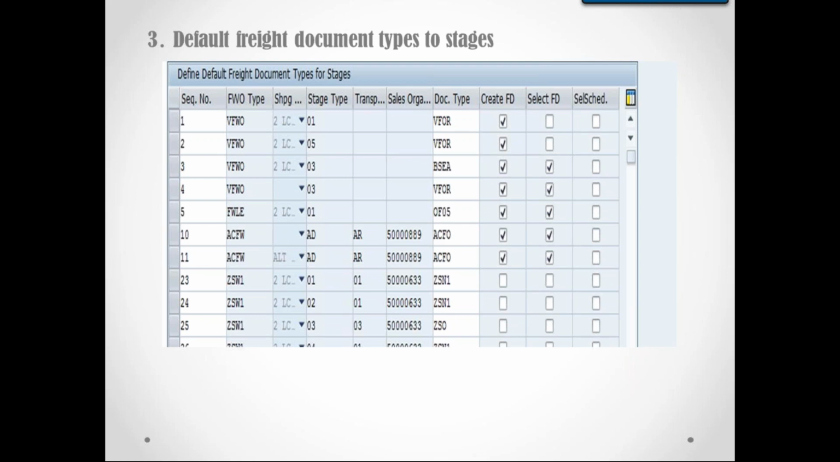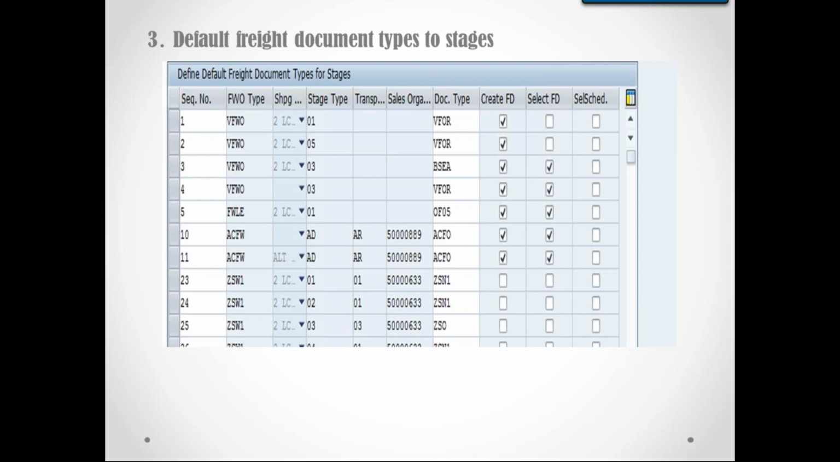One second here, Santosh. Now, in this table, I have sequence numbers 1, 2, 3 and 4. The FWO type is the forwarding order. Opposite to it I have something called VFOR. What does it mean? It's another document type, a different document type.